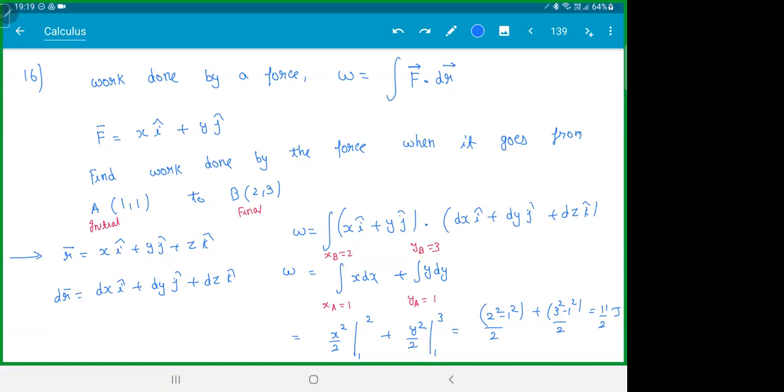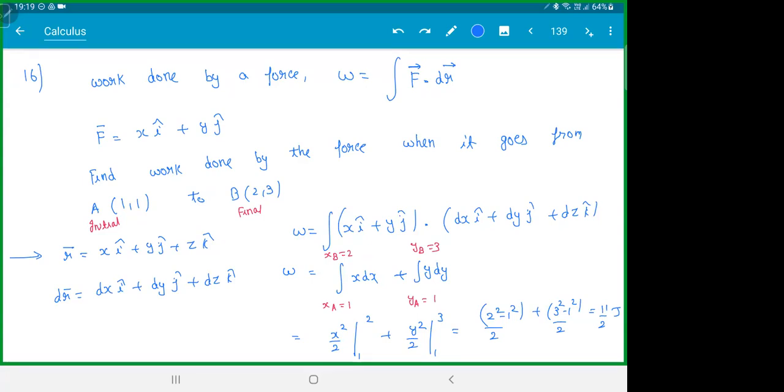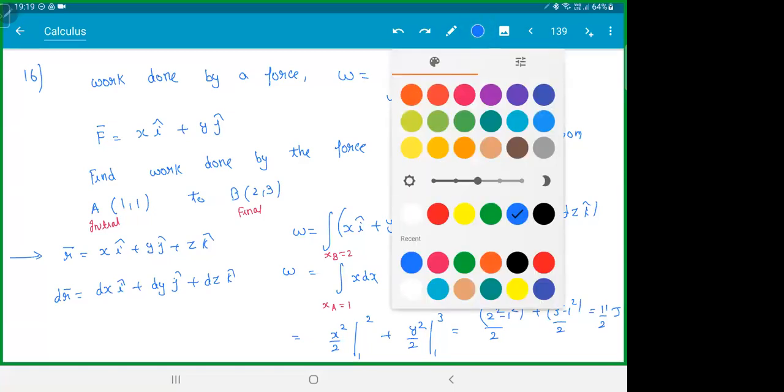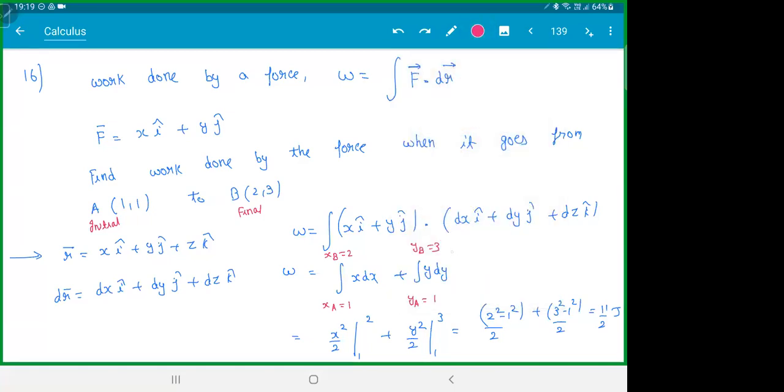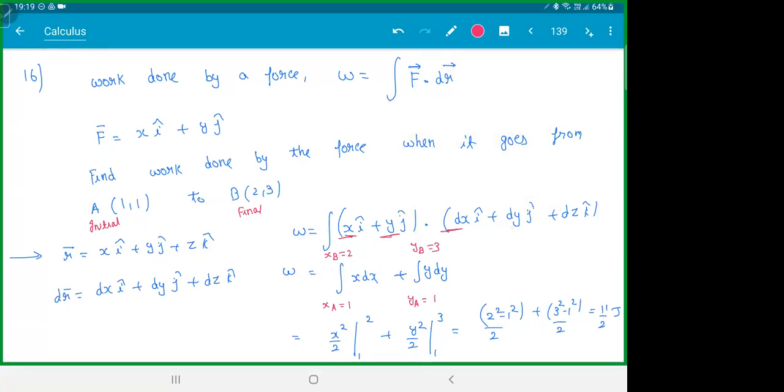Have a look at this. Anyone confused with this, please ask. I can explain this dot product part again. How do you do a dot product? If two vectors are given, what do you do? You multiply the i components, multiply the y components, multiply the z components. Isn't it? That will be x into dx, y into dy. z is not there here. z is anyway 0.